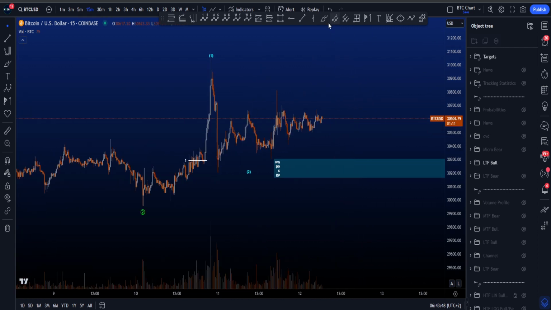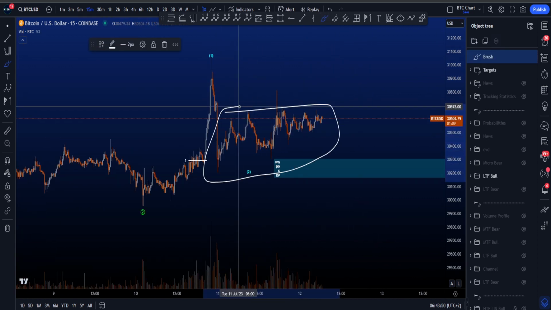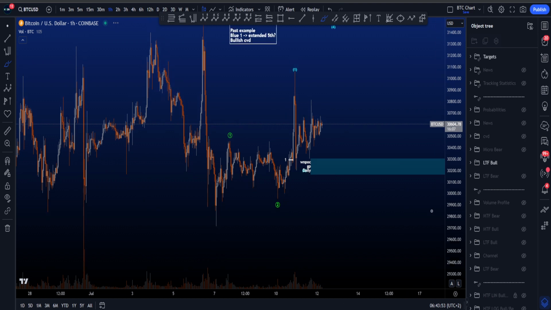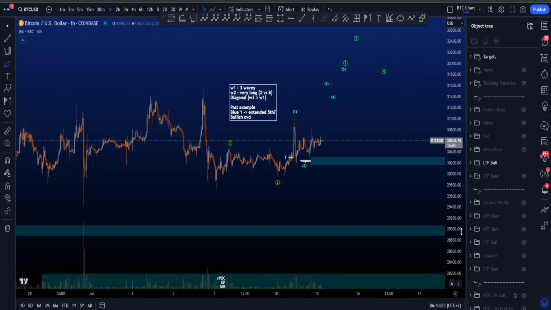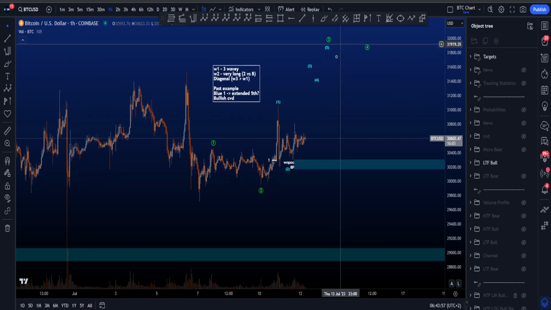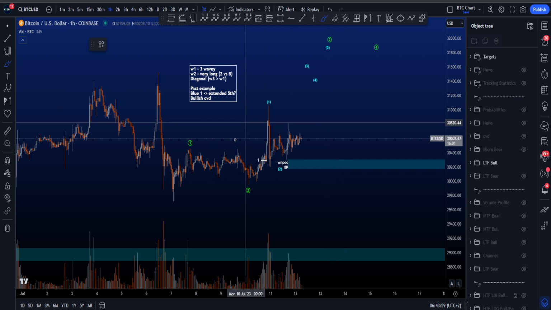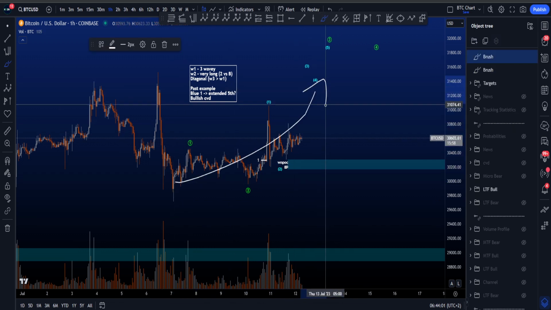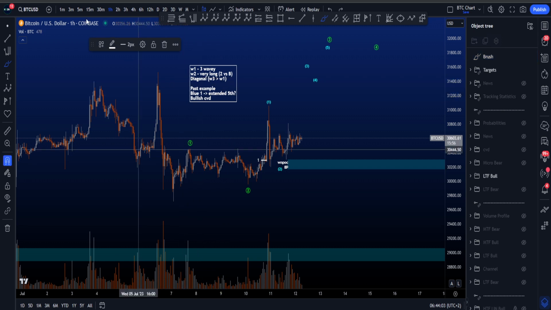But then price started ranging, and this range is already taking ages at the moment, right? And the longer it takes, the more bearish it kind of becomes. However, if I do at least talk about the probabilities for the upside, I do at least want to show you an example from the past.